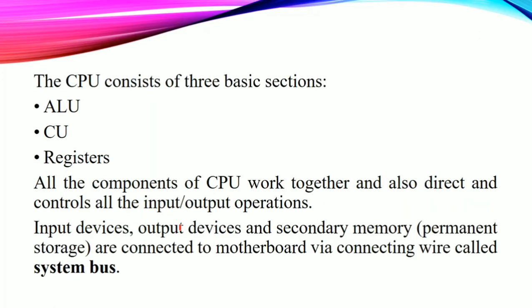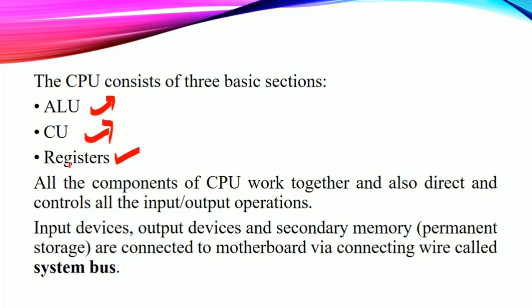Now this CPU has three basic sections. These three basic sections are ALU, CU and registers. Just now we have discussed this ALU and CU, but the only thing that we haven't discussed yet is the register. Now all the components of CPU work together and also direct and control all the input output operations. It simply means that our CPU manages and controls everything and also manages the input output operations.